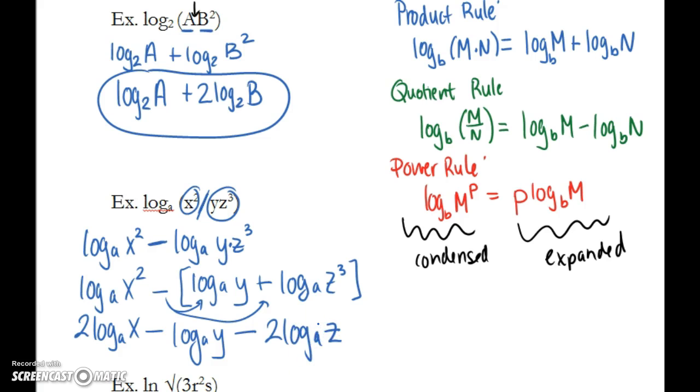So this example uses all three of our properties, right? We're using the quotient rule first because x squared and yz to the third are being divided. And we split up that quotient using subtraction. Then since y and z are being multiplied together, we can split that up into two logs with addition. That's our product rule. And then finally, since we have a squared and a third power, we can bring those over to the front using our power rule.